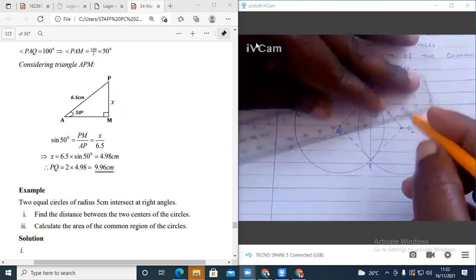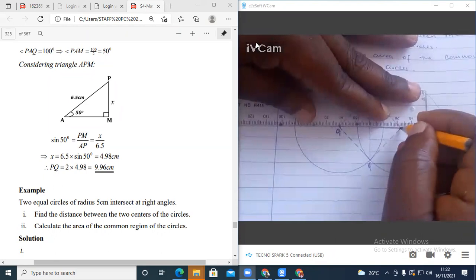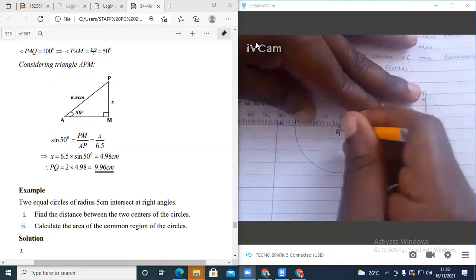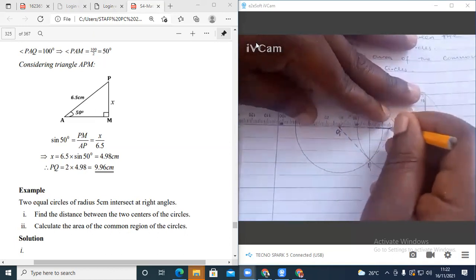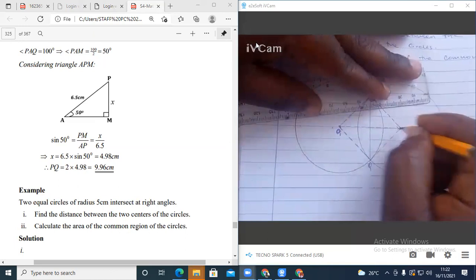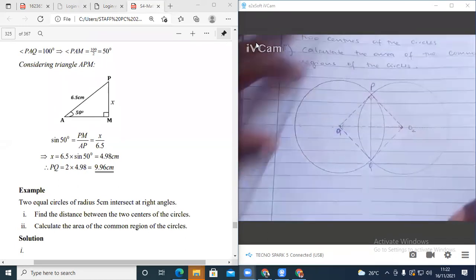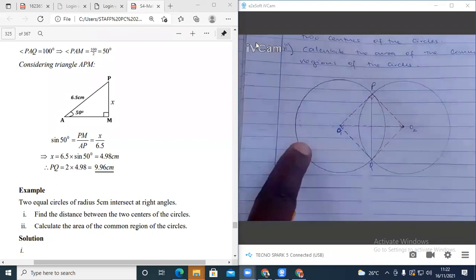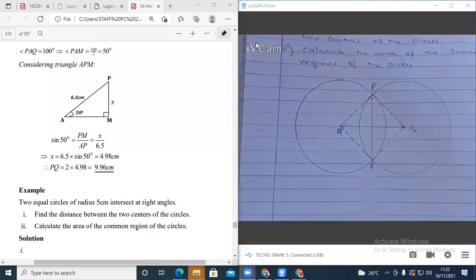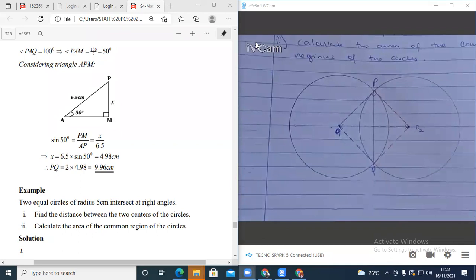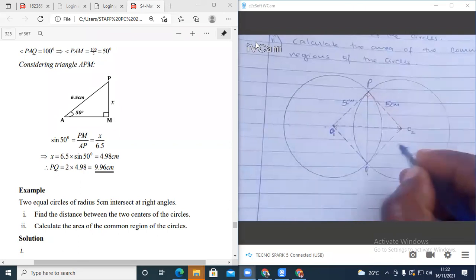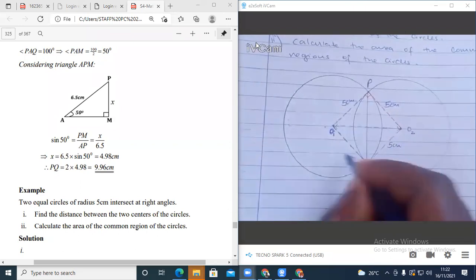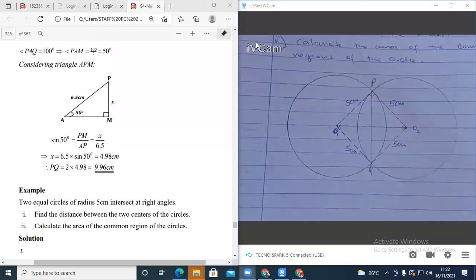Wow. They want this distance. So let me use dotted lines so that we don't create a lot of confusion, and put arrows for you to understand what they want. They want that distance. But remember, all of them have 5 centimeters. Like that, isn't it?